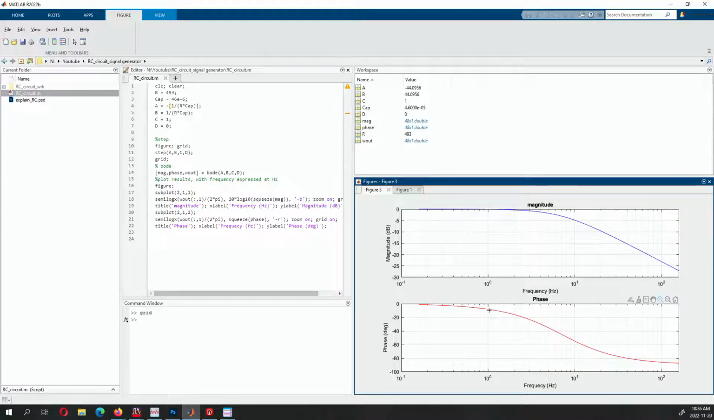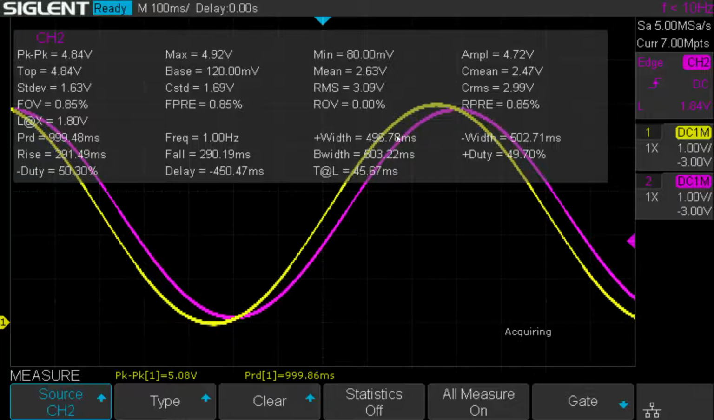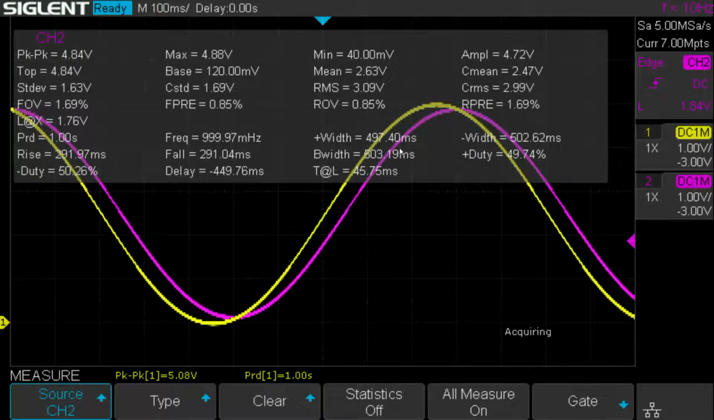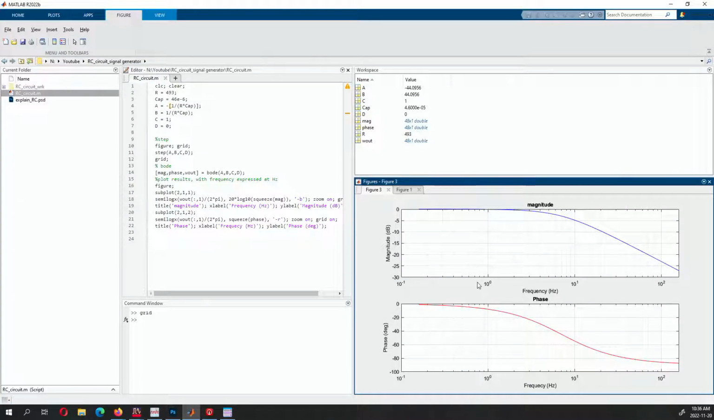So that's at around 1 hertz, and you can see that there's a phase difference, and the phase difference is approximately minus 10 degrees or a little less than 10 degrees. So the output is lagging the input. So now what if I increase the frequency?